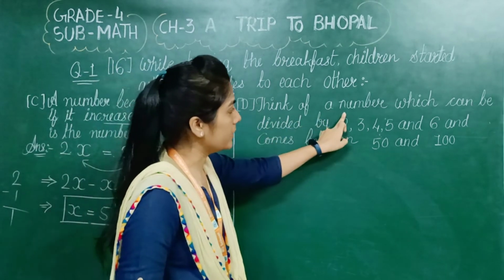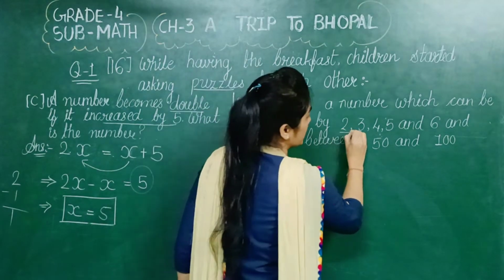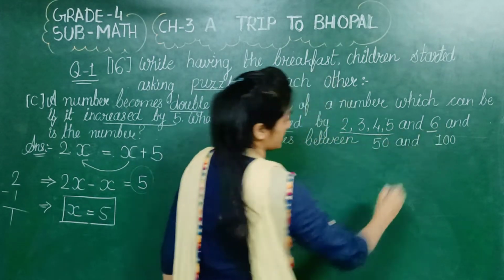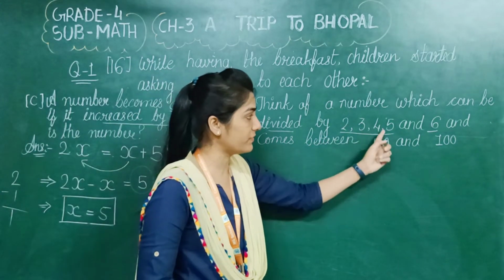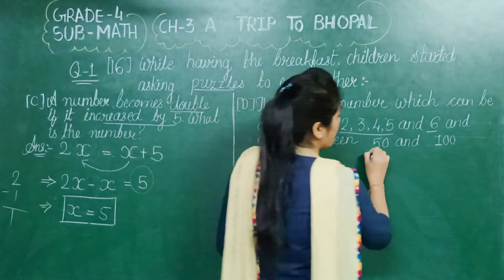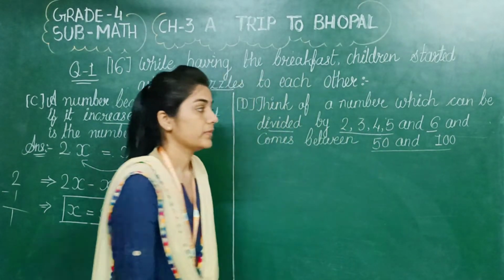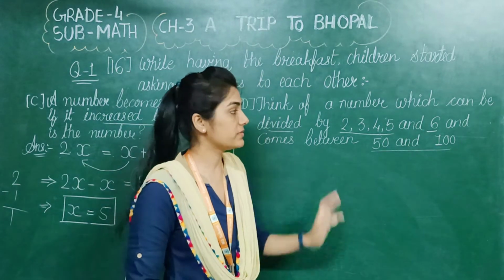Now number D. Think of a number which can be divided by 2, 3, 4, 5 and 6. We have to think of a number which can be divided by 2, 3, 4, 5 and 6, and it is coming between 50 and 100. That number should come between 50 and 100. This we have to find.